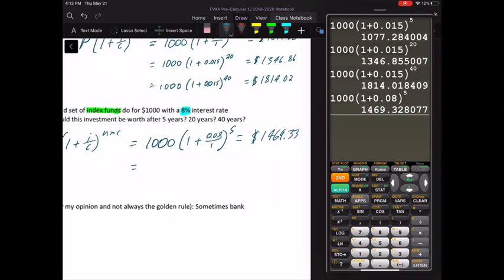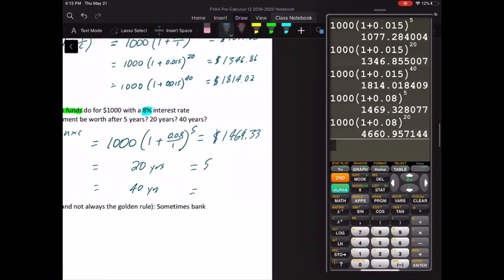But it's a start. But what about after, I'm not going to rewrite the whole thing, after 20 years or 40 years, what does it look like? Well, after 20 years, if you take this investment, now your $1,000 is worth $4,660.96. So your money has been multiplied. It has quadrupled and even more so after 40 years.